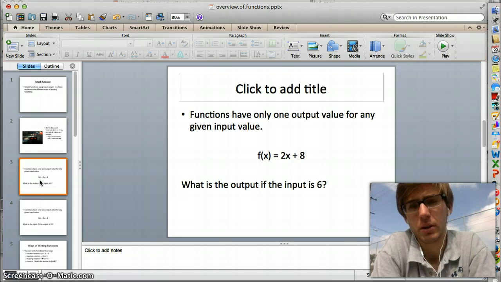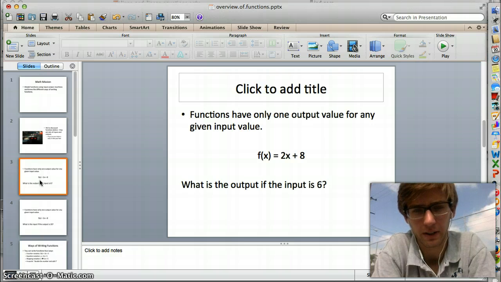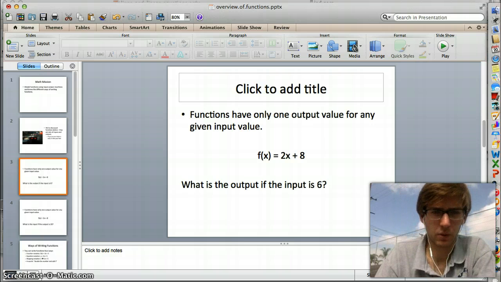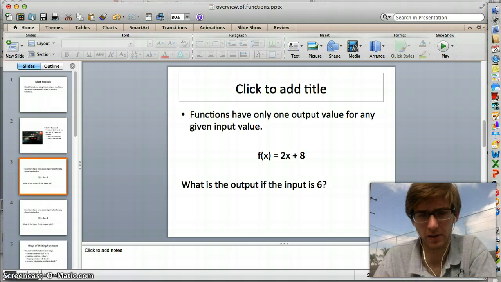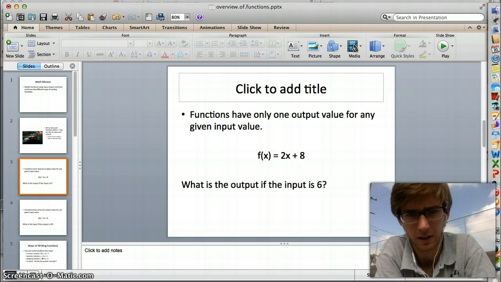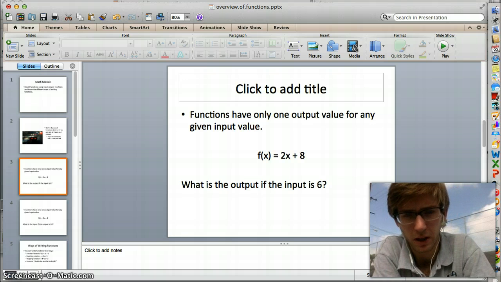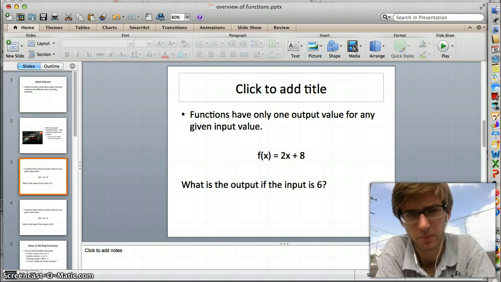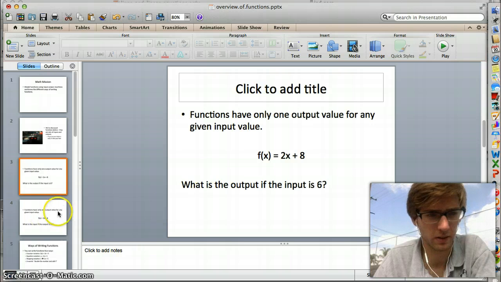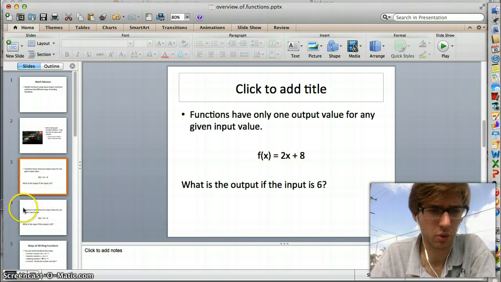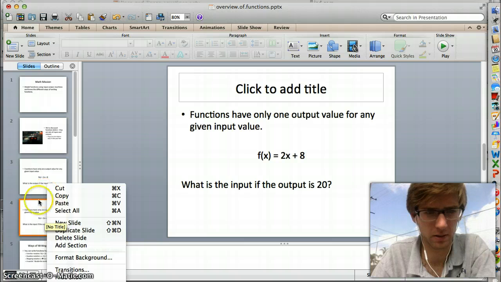So a question that you could be asked is, for a function like f of x equals 2x plus 8, what's the output if the input is 6? Essentially, you'd say, well, if x equals 6, if the input is 6, that's like saying f of 6 equals 2 times 6, just substituting 6 in for the x, plus 8. 2 times 6 is 12, plus 8 is 20, right? So the output would be 20 if the input were 6.